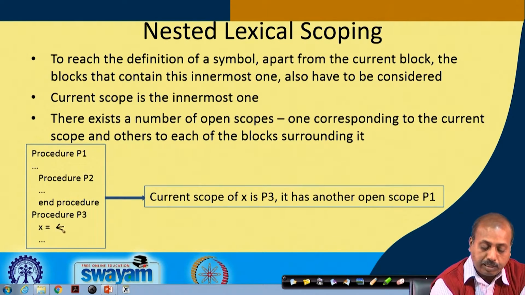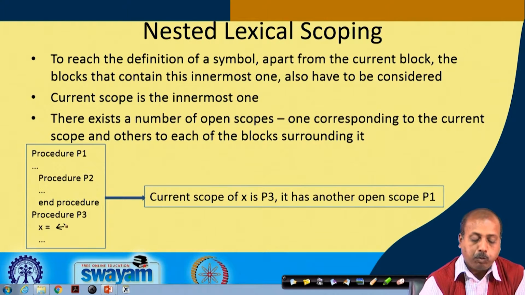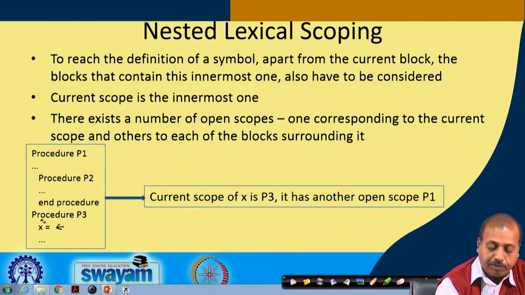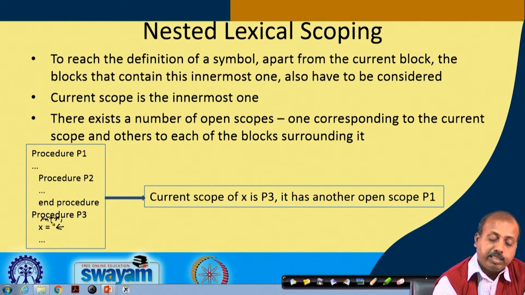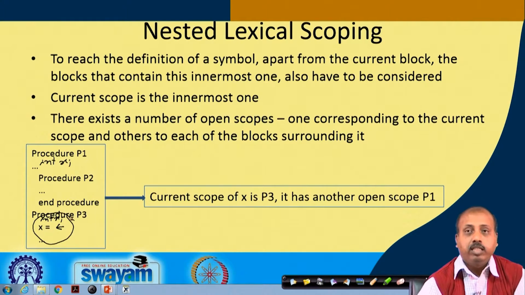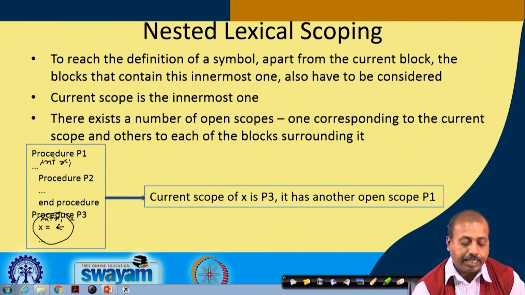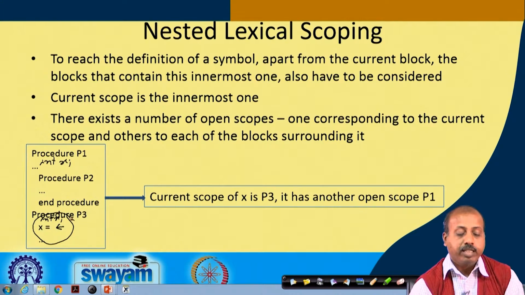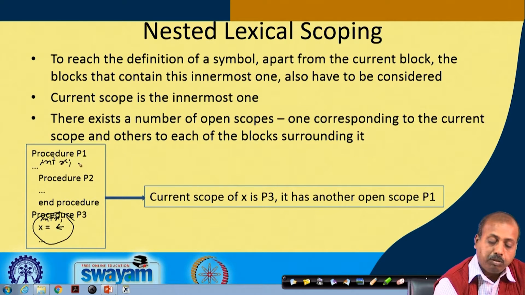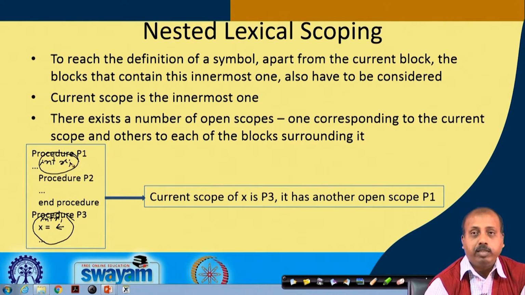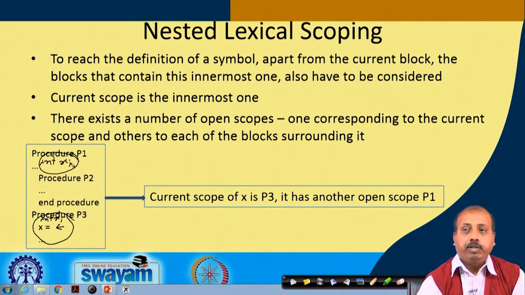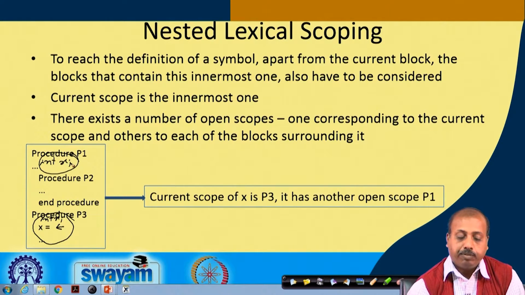So, when we are at this point, we have two possible scopes for x. One possibility is that x is defined here in procedure P3 itself. The other possibility is that it is defined in procedure P1, somewhere here. First it will look into the procedure P3 definitions. If it can find x within that, it will use that reference, and if not, then it will look into P1's scope, because P1 is the next higher level of nesting that we have. Accordingly, it will try to find the reference.